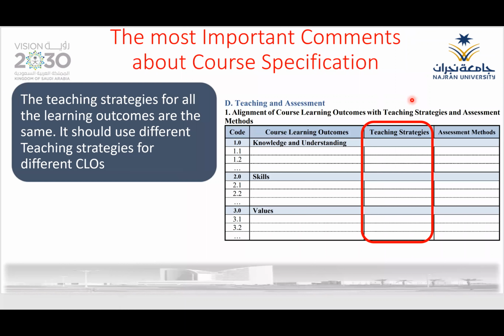Other comments are about the teaching strategies. They said the teaching strategies for all learning outcomes are the same. They found this in some courses. It should use different teaching strategies for different CLOs. This is section D in the course specification, where we have to write these CLOs. They found that all the teaching strategies are similar, and they said they should be different. This is partially correct, based on the CLO.